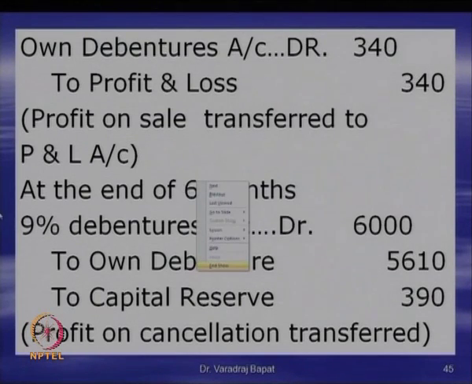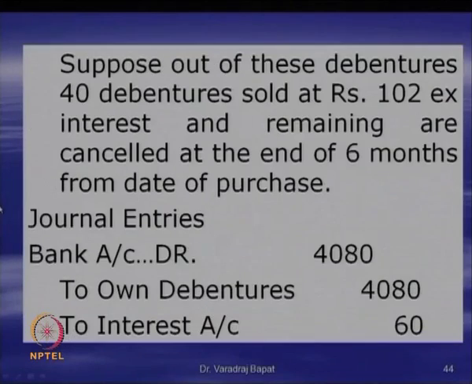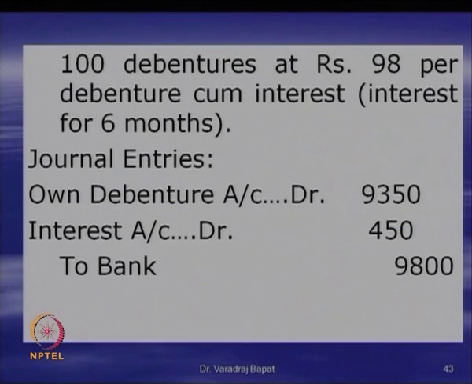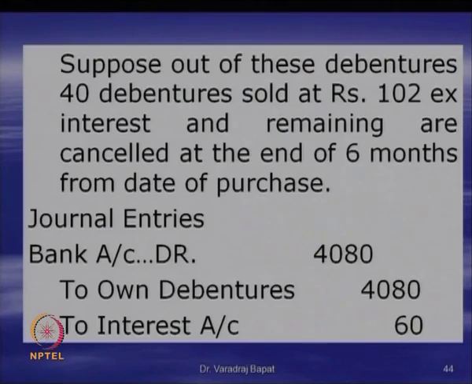I think it will be more clear to you if you go back. If you go back, you will see that we did purchase debentures at 98, but it was cum interest. Out of 98, 4.5 was actually our interest. So we got debenture only at 93.5 per debenture.